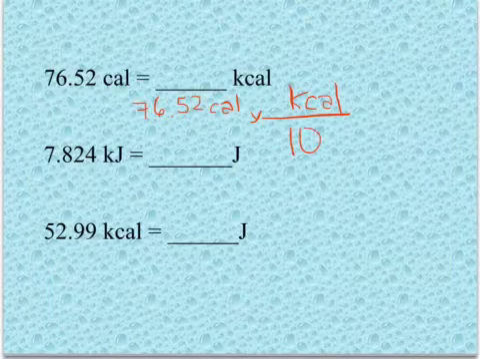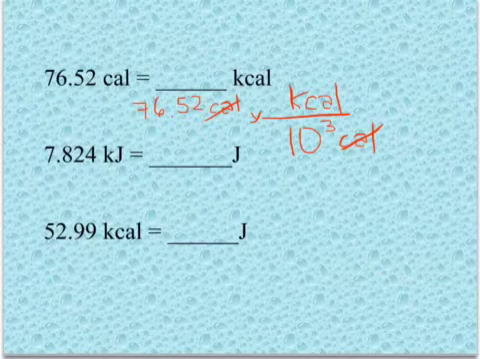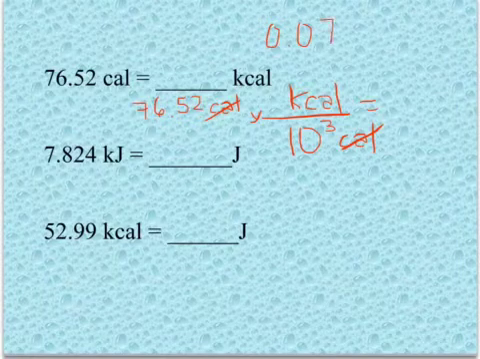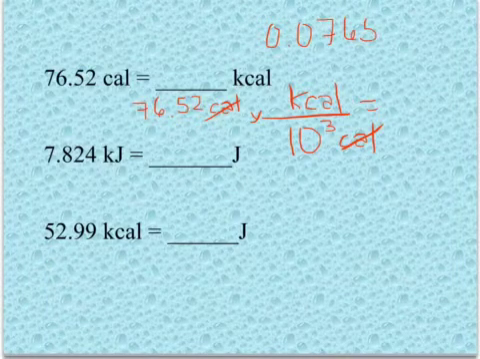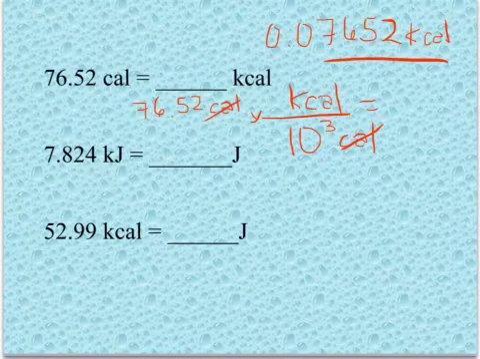I'm just going to write 10 to the third for 1,000. And when we do it that way, our calories will cancel. Basically, we're going to divide 76.52 by 1,000. And then this is going to give us 0.07652 kilocalories. So that's your answer for the first one.